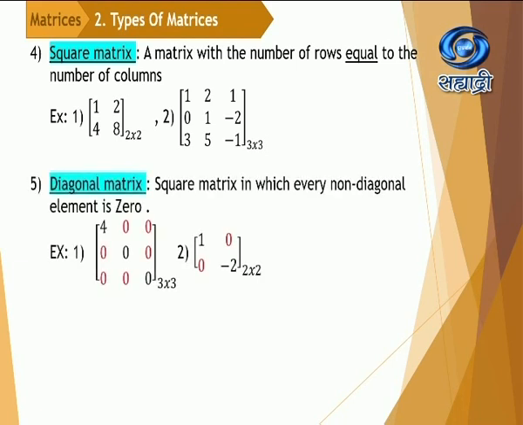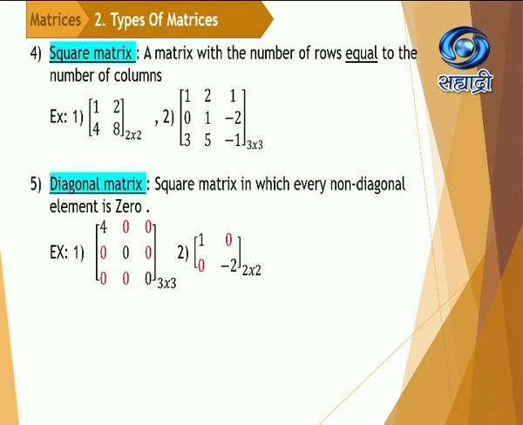Then we have a special type of matrix, that is the diagonal matrix, a square matrix in which every non-diagonal element is 0. Now what is meant by non-diagonal? You can easily locate, these red colored positions are nothing but the non-diagonal elements.